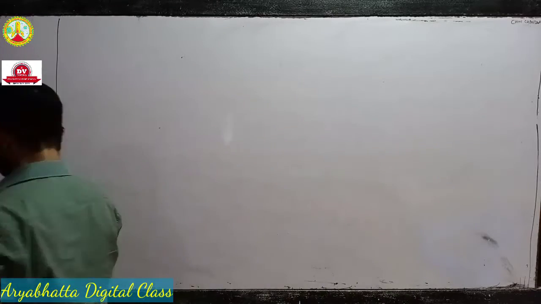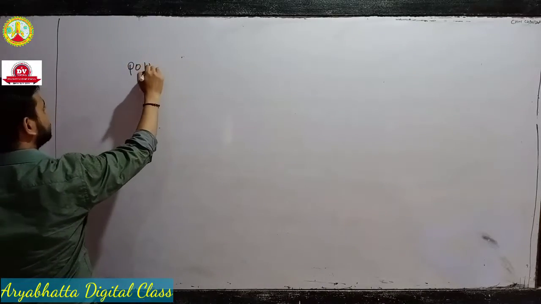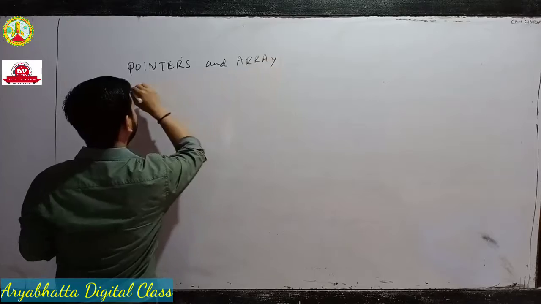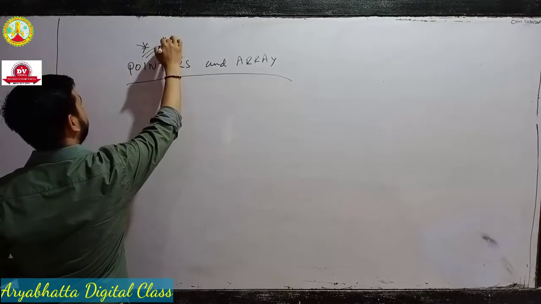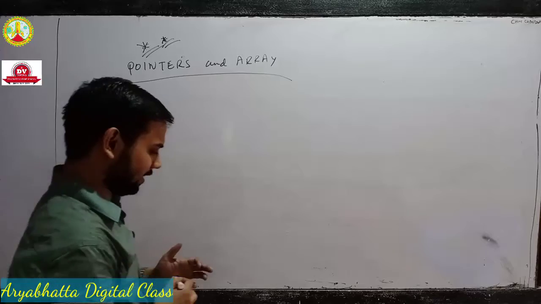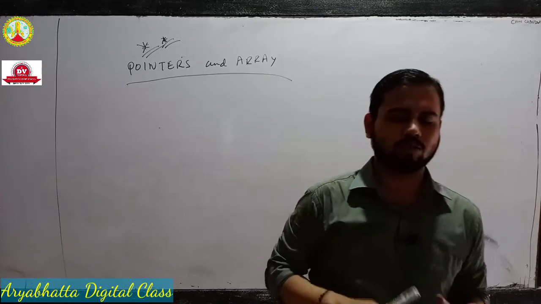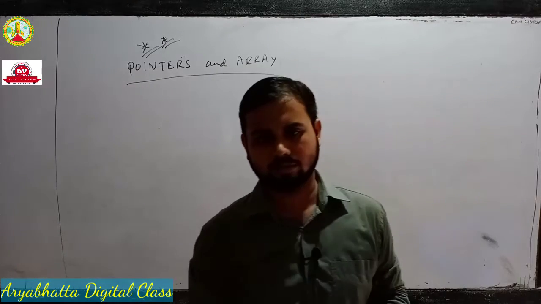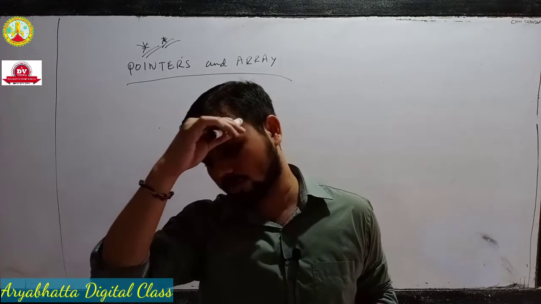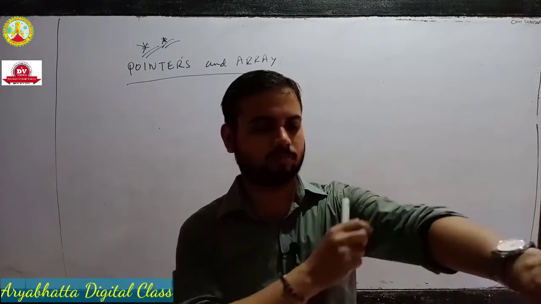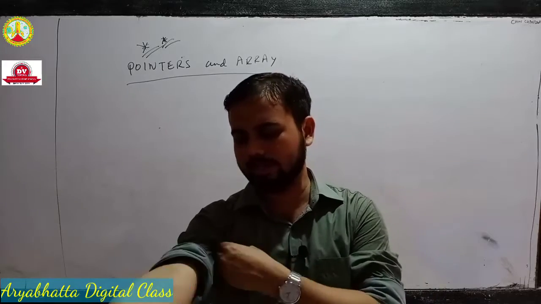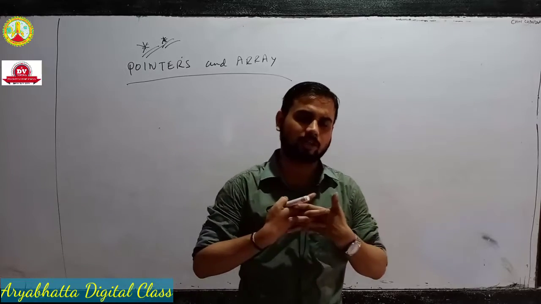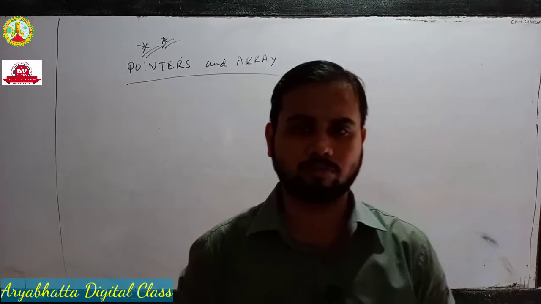Next one is pointers and arrays, and this is a very important concept. I give you the star mark. Pointer and array. First of all I tell you what an array is. An array is a collection of similar data types, meaning all elements of the array have the same data type. If integer, then integer; character means character; floating point means all the elements will be float numbers.